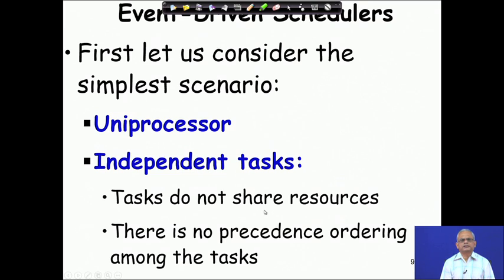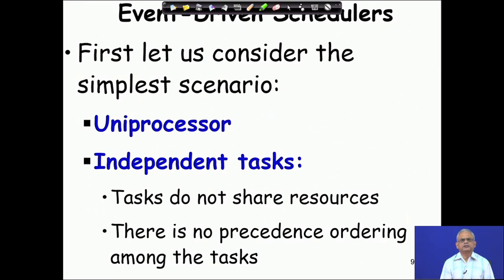We say that a task set is independent when the tasks do not share resources, that is, a result produced by one task is not used by the other tasks, and also there is no precedence ordering among tasks, like one task always needing to run before the other task can run. Those situations do not exist.